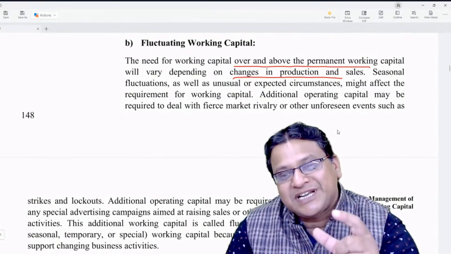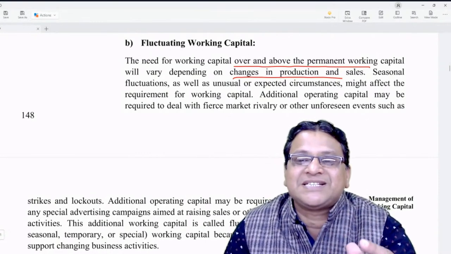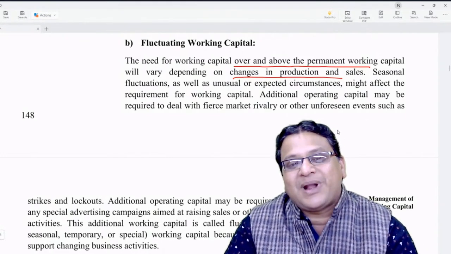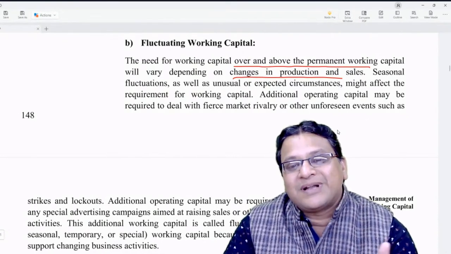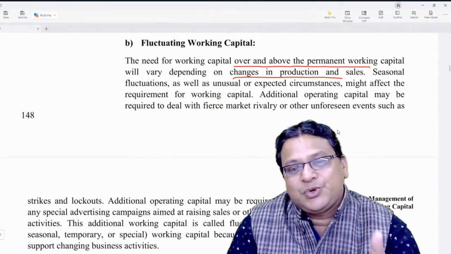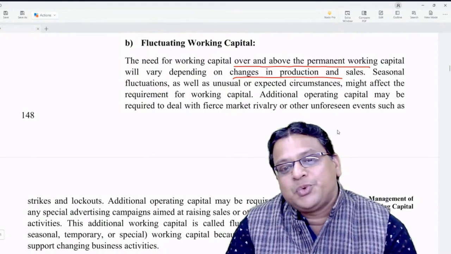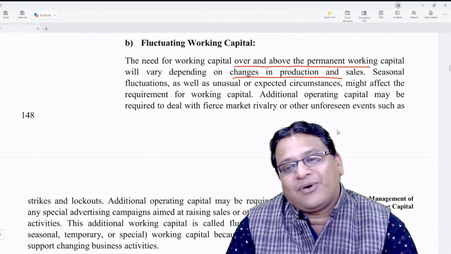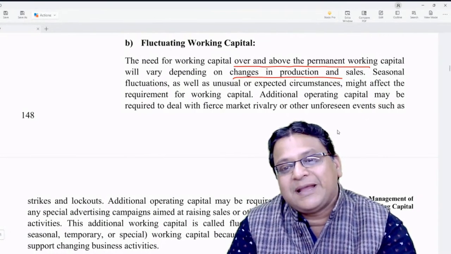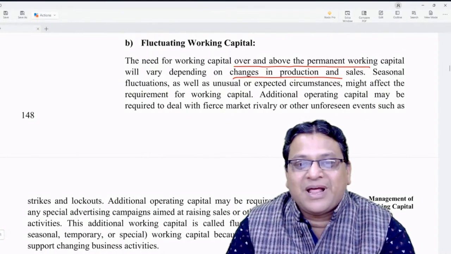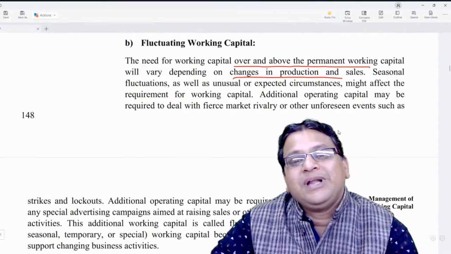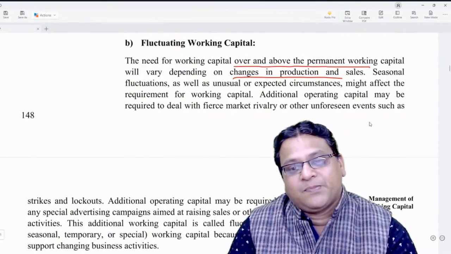That particular extra working capital which is required is for a particular season only, for 2-3 months only. It is not permanently required. Hence, this is known as fluctuating working capital or temporary working capital. Suppose you get a big order, and to fulfill that order, you need to purchase some material. Once the order is over, that additional requirement of funds for working capital will be over. And that is known as fluctuating working capital. Fluctuating working capital is required only for a short period of time.